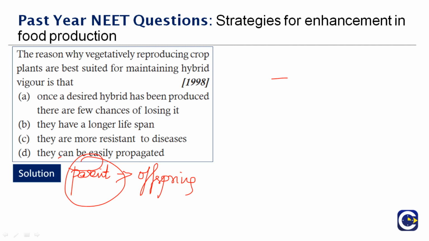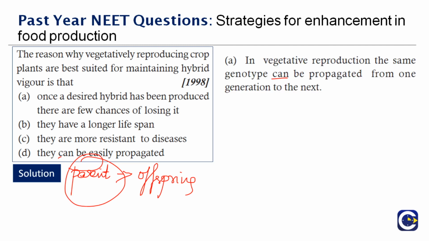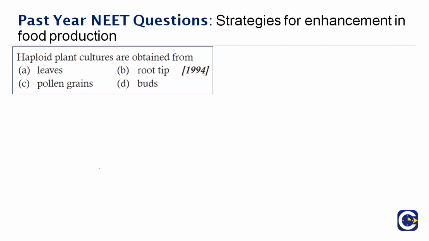So how can you say it is best suited for hybrid vigor? Option A is the right answer. Once a desired hybrid has been produced, there are few chances of losing it. Okay, so in vegetative reproduction, the same genotype can be propagated from one generation to the next. Okay, next question here. Haploid plant tissue cultures are obtained from dash. What is the right answer?